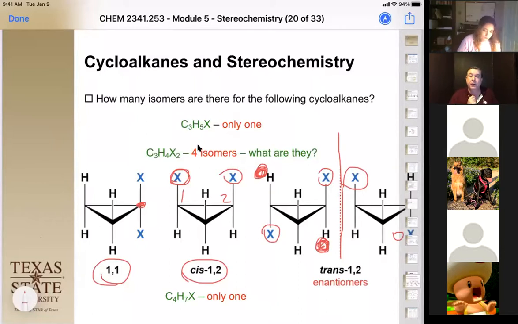Okay. And there's no mirror plane. Let's see. Is there no mirror plane? Yeah. So there's a mirror plane here, but it's still one compound. There are no other compounds available to us. Okay, so what if we extend that one more carbon and look at the cyclobutane?